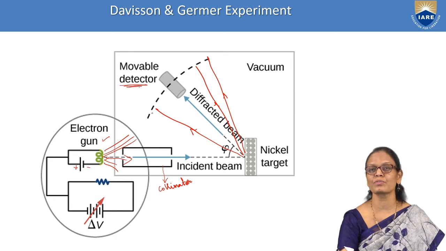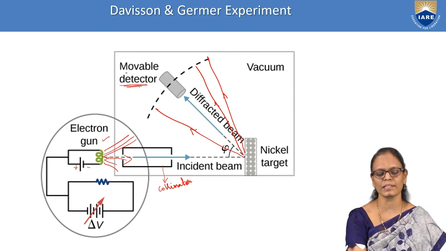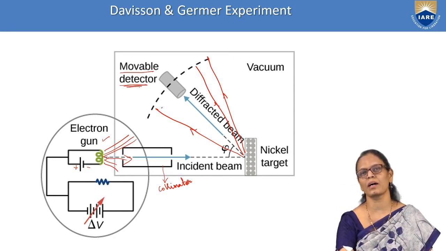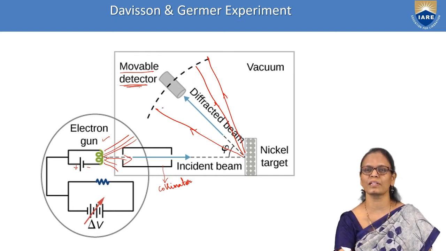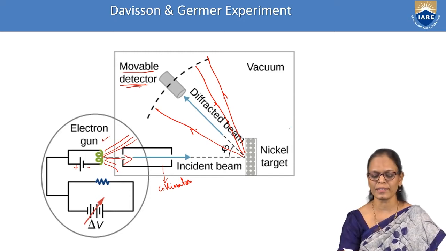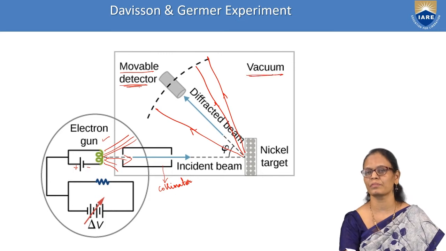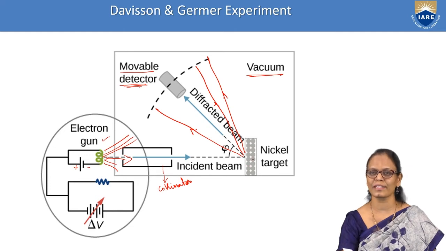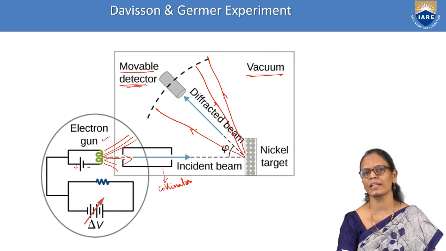So we are trying to move this detector. We call it a movable detector. The detector can be moved along a circular arc, so we will be able to collect the diffracted beam that is coming at different angles. And the entire setup, we keep in a vacuum chamber. Why? To avoid collisions of these electrons with other atoms, and also to prevent oxidation of the nickel target. There should not be any oxide formed on the nickel target.